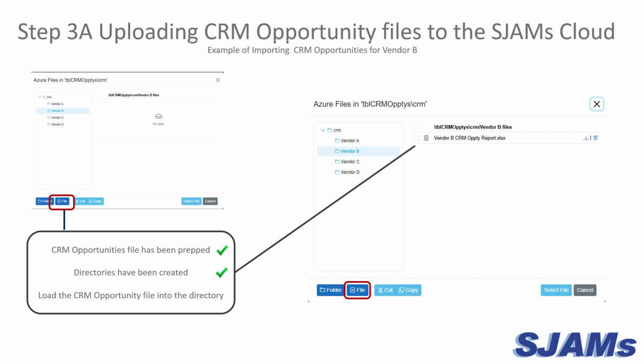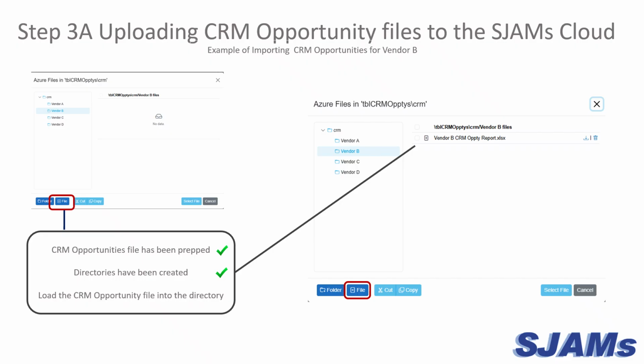Now that the CRM Cloud directory has been configured and the CRM opportunity import file is prepared, we're ready for the next step, uploading the file to its designated folder or directory. In this example, we'll be placing the Vendor B CRM opportunity report into the Vendor B directory. To begin, click the Add File button. This opens your File Explorer, where you can navigate to and select the report you wish to upload.